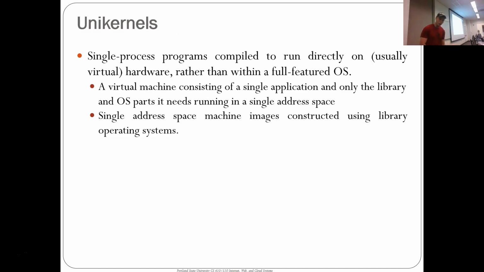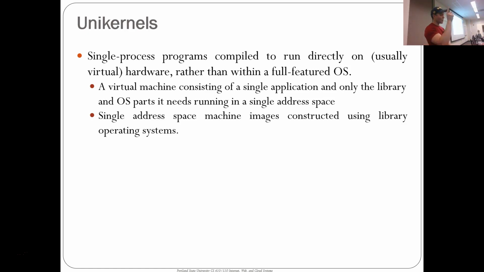And this motivates unikernels. So a unikernel is a single process program that's compiled to run directly on the virtual hardware, and it's typically right on top of the hypervisor. It's a custom process that doesn't need the full-featured operating system. In fact, what you have done with this process is that you have looked at everything that this process needs in the operating system, and you've included that, and you've gotten rid of everything else.